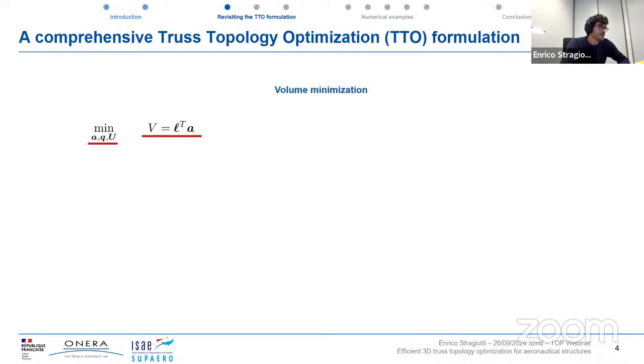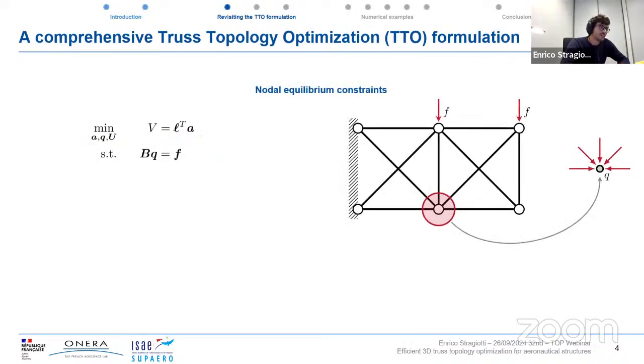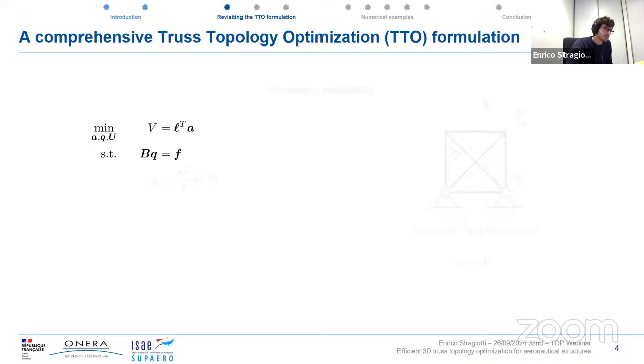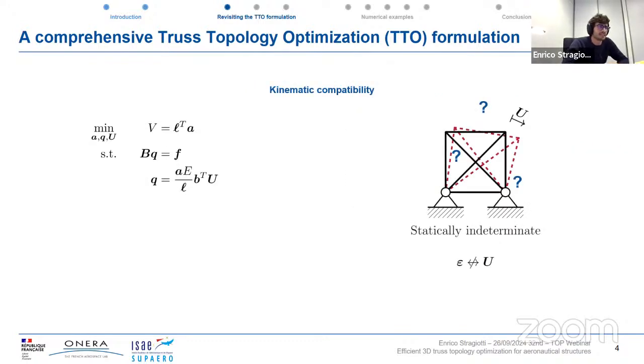It's a volume minimization problem with nodal equilibrium constraints. So basically we want that the loads generated by the external loads, the sum of the loads, are 0 in every node. We want to take into account the kinematic compatibility. So, to put it in a simple way, we want Hooke's law to be verified at the bar level.